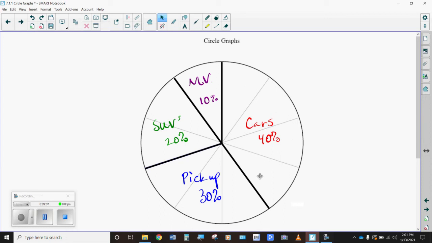You would take 1, 2, 3, 4 out of the 10 sections, which represents 4/10, which is 40% of the vehicles in the price range were cars, and so I've labeled it appropriately. 3 of these sections represents 3/10, which is 30% for the pickups. The SUVs represented 20%, and the minivan represented 10%. So you could have colored those in if you wanted to, or you could have just left them blank and labeled them like I did.